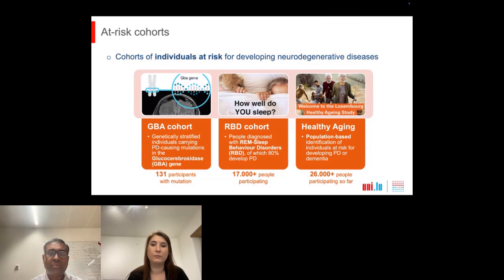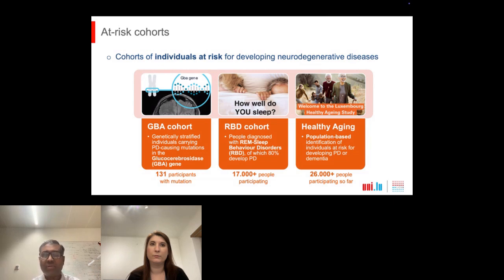Similarly, another indicator is the REM sleep behavior disorder, RBD, cohort. Among people with RBD, 80% will develop Parkinson's disease, so it is a very high signal. That is why it is very interesting for us to compare before and after conversion.